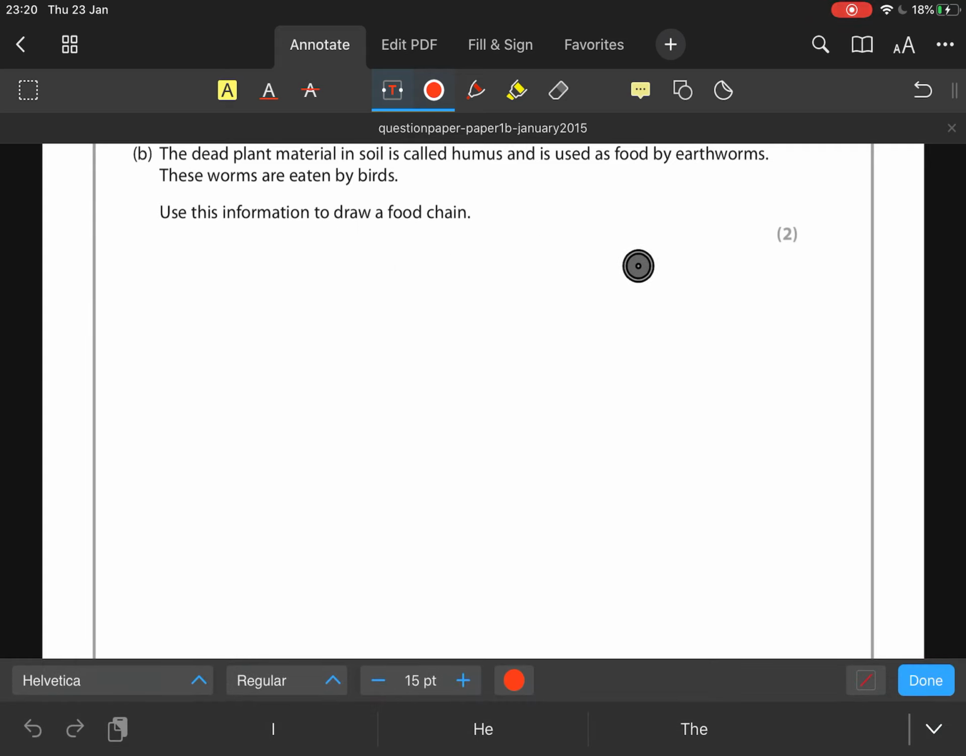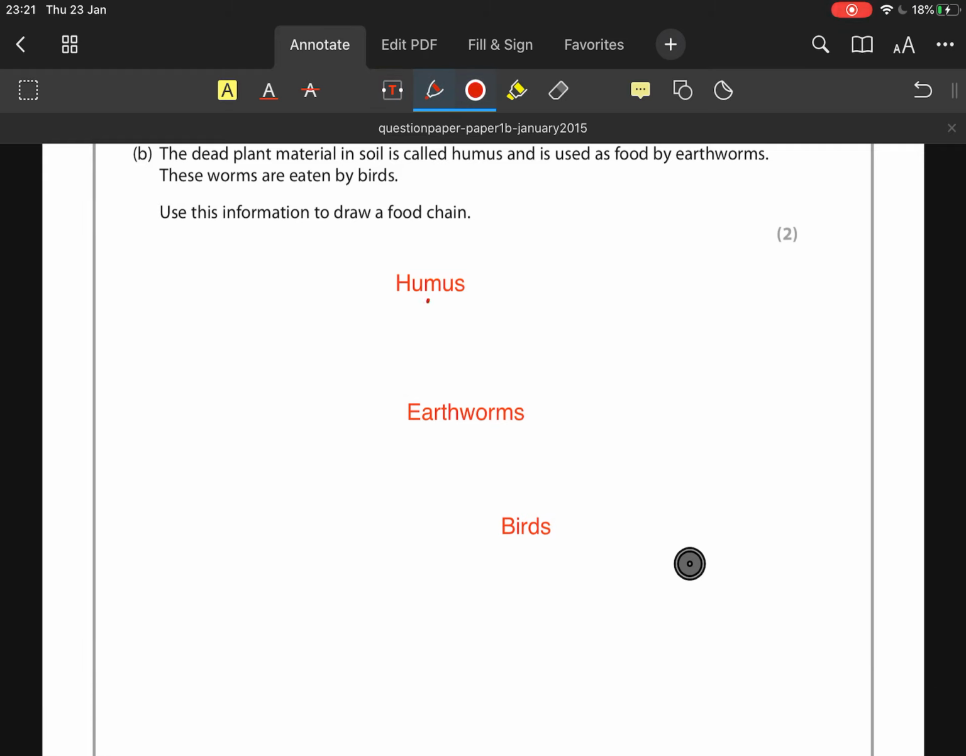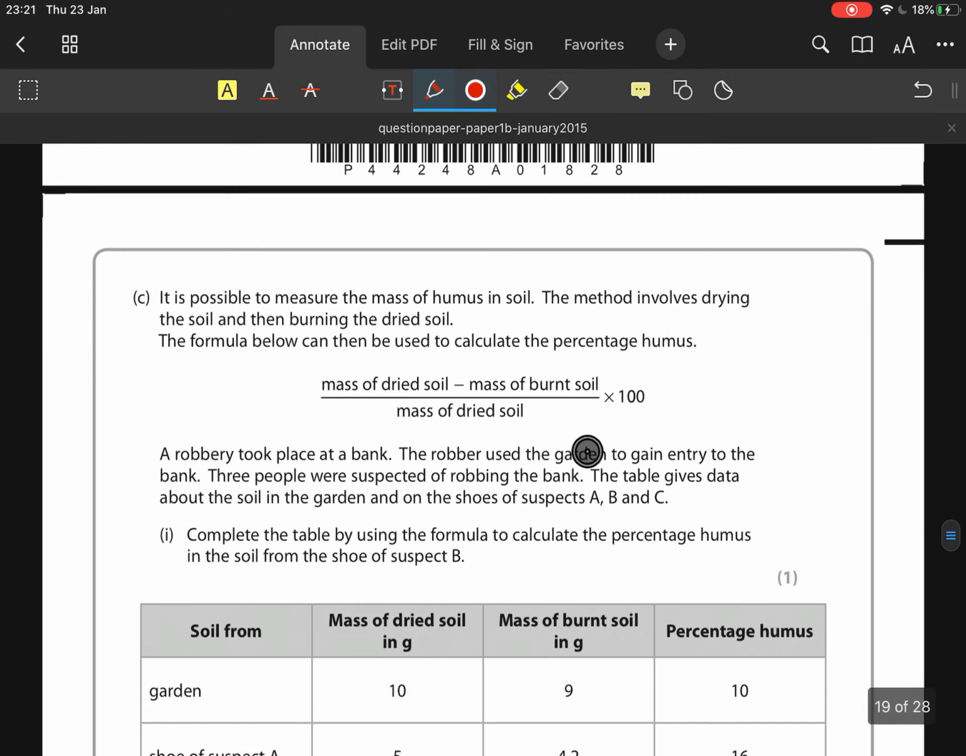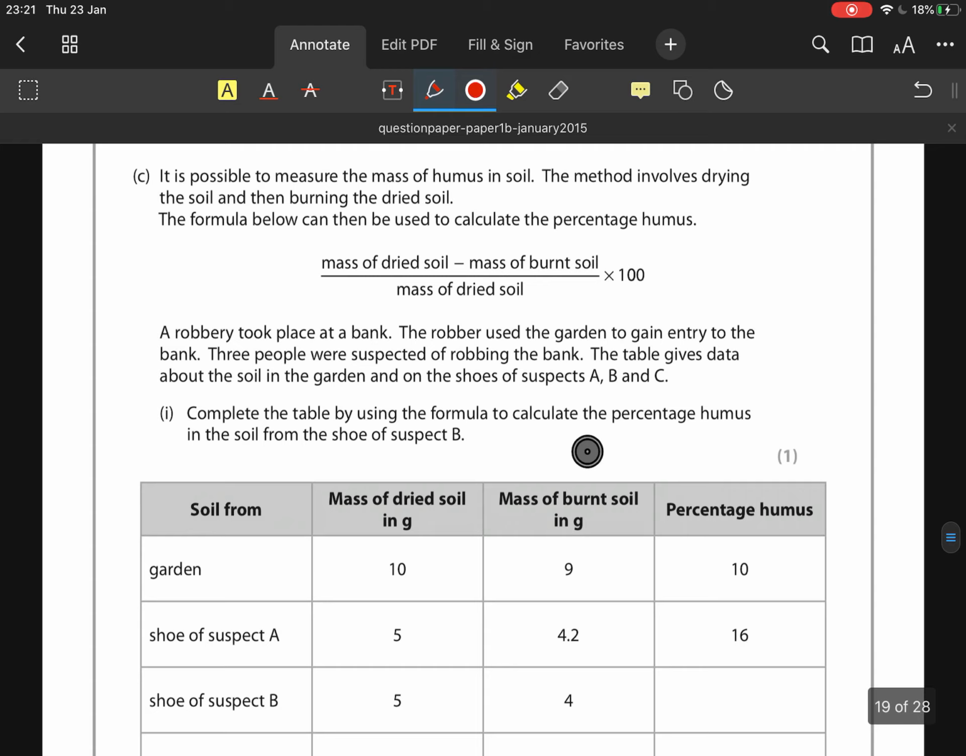Okay, so humus, it tells us in the question, is eaten by earthworms, which are then eaten by birds. Remember, our arrows show the transfer of energy, so the energy transfers from the humus to the earthworms to the birds. Really straightforward way to get yourself 2 marks there. You should kick yourself if you lost 2 marks on that.